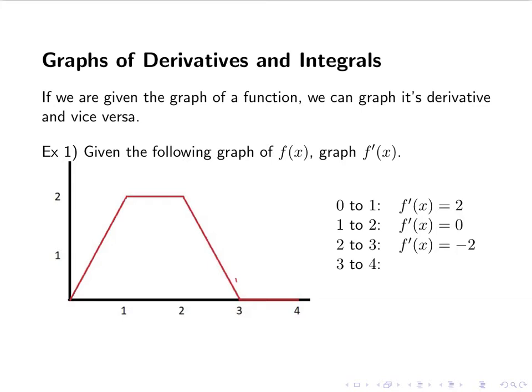Our last section is 3 to 4. Again, that's a horizontal line, so the slope is 0. So writing it out, we have a slope of 2 from 0 to 1, or again, a derivative. From 1 to 2, our derivative is 0. From 2 to 3, our derivative is negative 2. And from 3 to 4, our derivative is 0. So that is what it is algebraically, but we do want to graph it, so we're going to do that next.